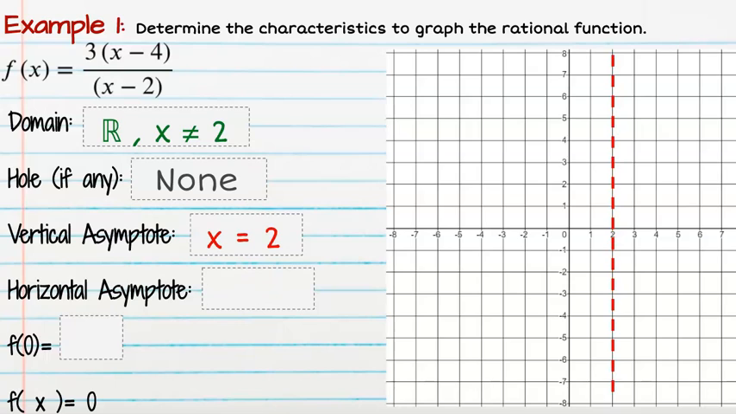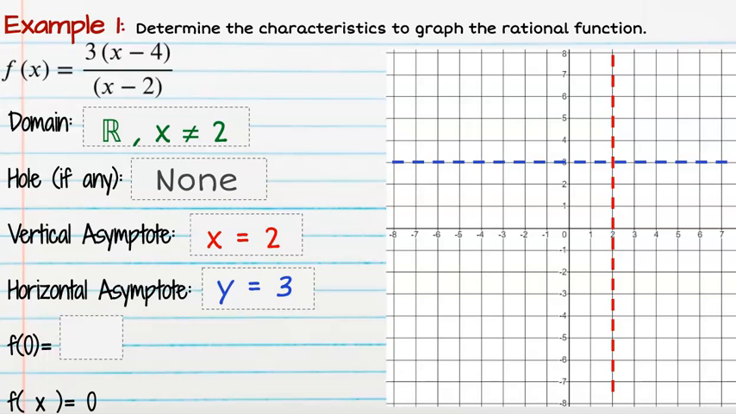Speaking of the 2 in the denominator, we know that the vertical asymptote must be x equals 2 because 2 made the denominator equal to 0. We know the horizontal asymptote must be at y equals 3 because the degree in the numerator and denominator is both 1 and our coefficient is 3.